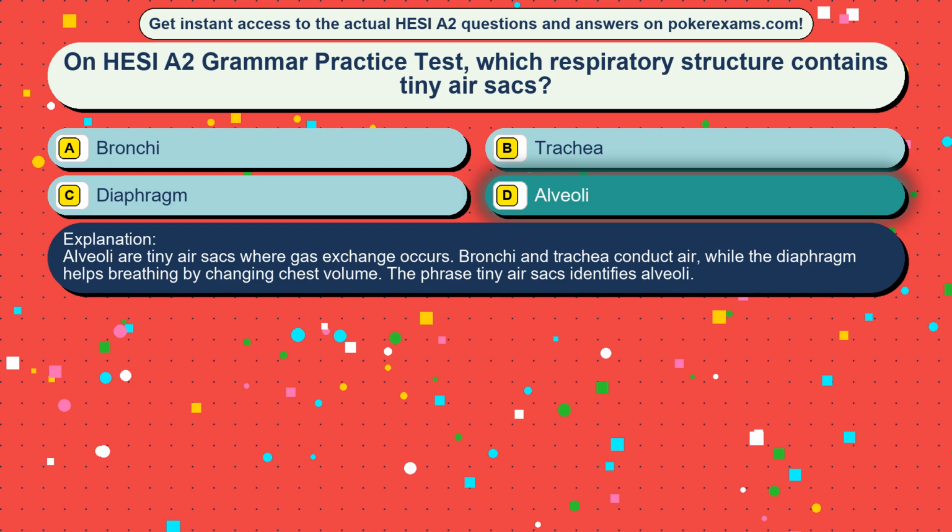Alveoli are tiny air sacs where gas exchange occurs. Bronchi and trachea conduct air, while the diaphragm helps breathing by changing chest volume. The phrase tiny air sacs identifies alveoli.